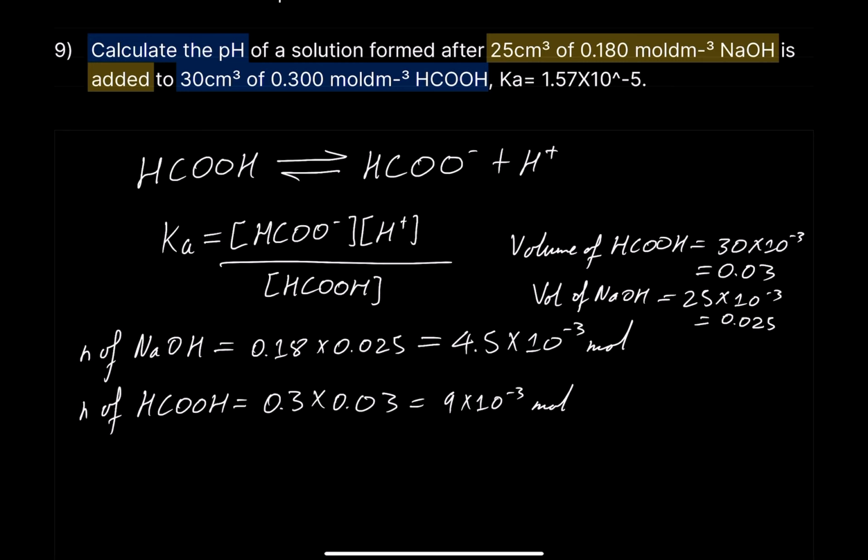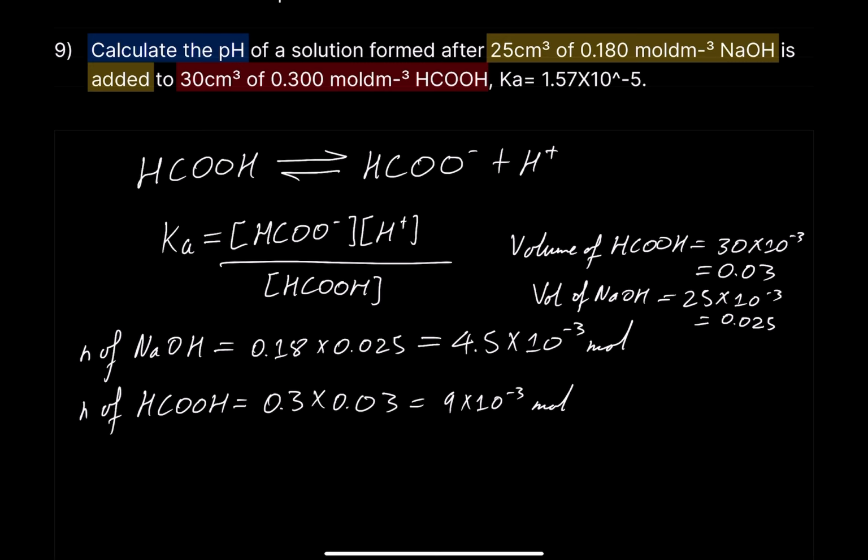And we're adding this solution, we're adding 25 centimeters cubed of 0.18 moles per dm cubed to a solution of 30 centimeters cubed of 0.3 moles per dm cubed methanoic acid. So this is the solution in our beaker, right? The methanoic acid here, the one that's highlighted in red. And we're adding this solution here that's highlighted in yellow, 25 centimeters cubed of that in that solution, right?